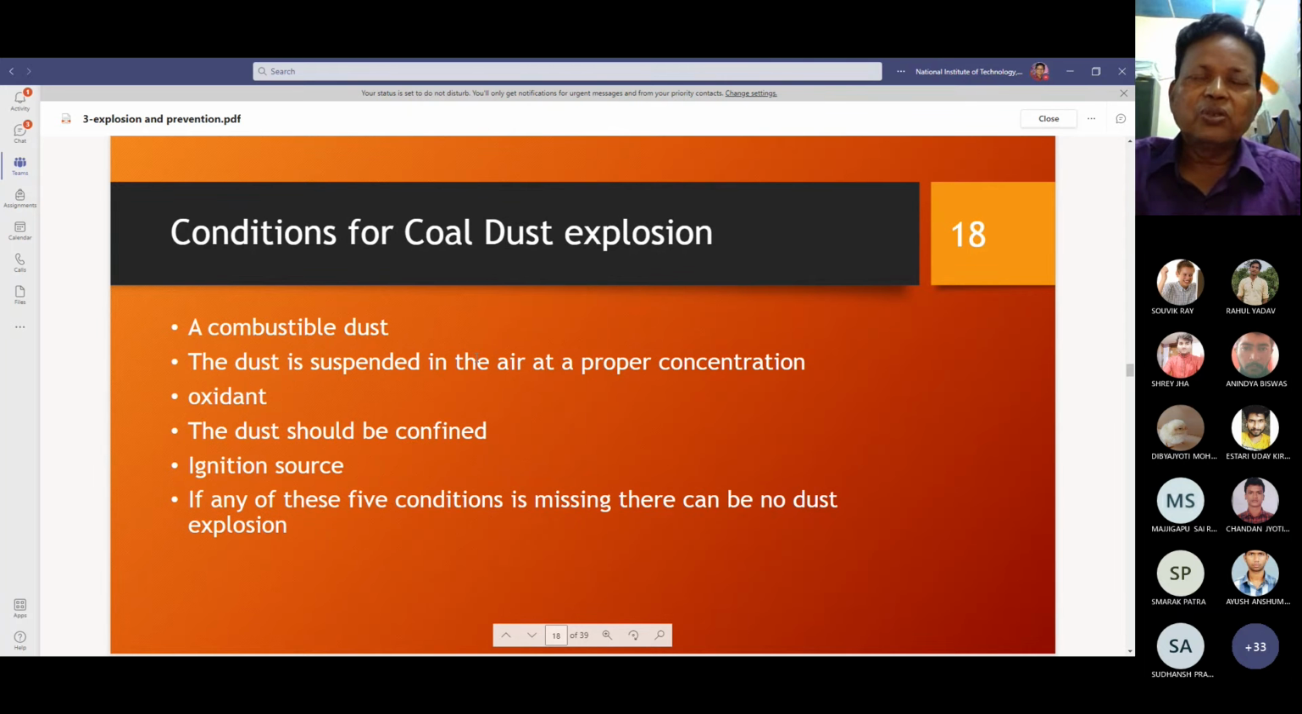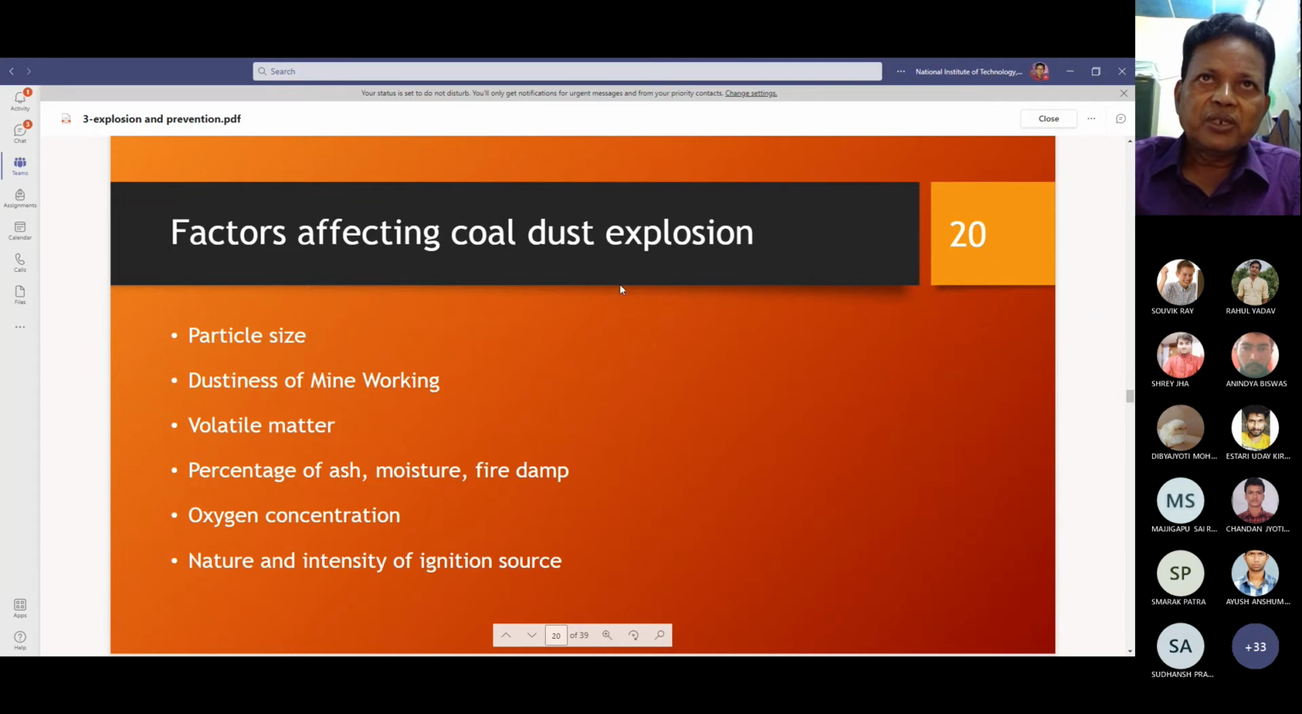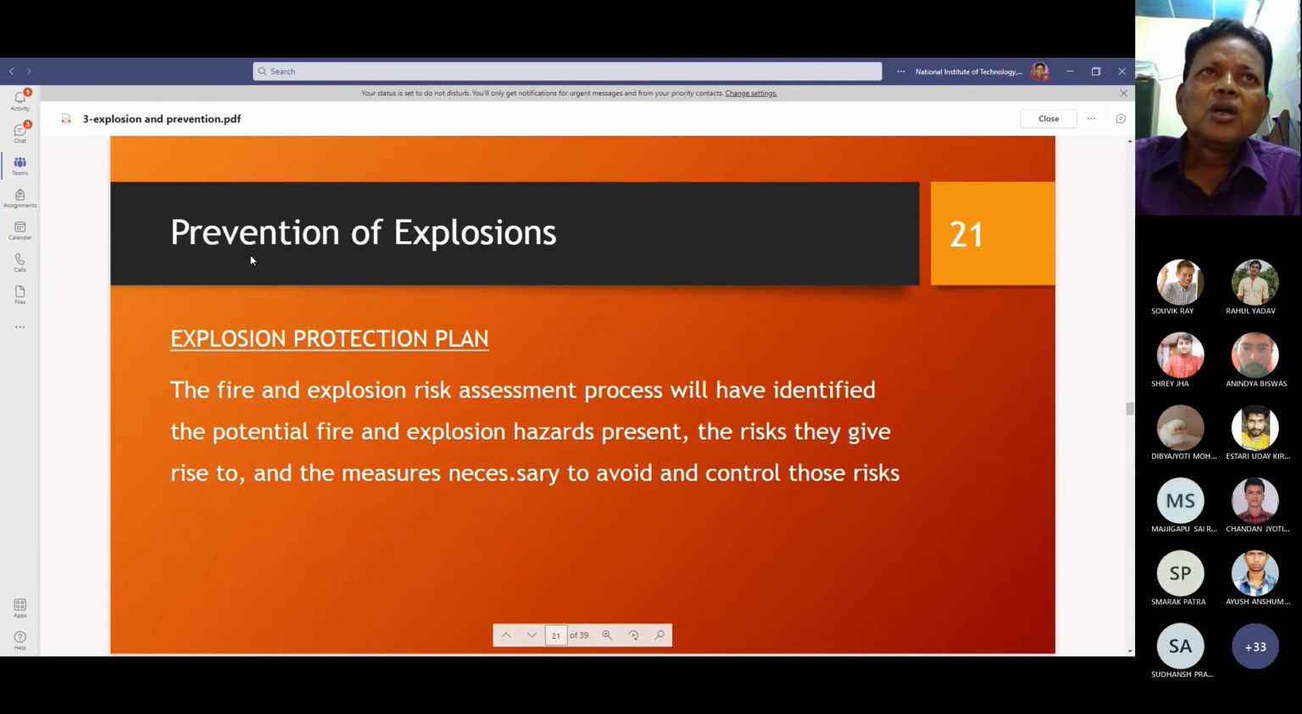Conditions for coal dust explosion we have seen in the previous classes also. A combustible dust, the dust suspended in the mine air at a proper concentration. There should be an oxidant, and the dust should be confined, then only the coal dust explosion is going to take place. Ignition criteria: burning embers and agglomerates, self-heating, impact, friction, electrical equipment, fire damp explosions. Factors affecting coal dust explosion we have discussed: particle size, dustiness, volatile matter, percentage of mass, oxygen concentration, nature and intensity of ignition source.